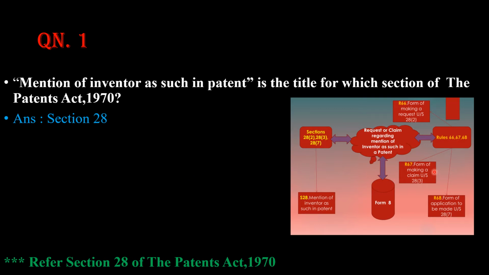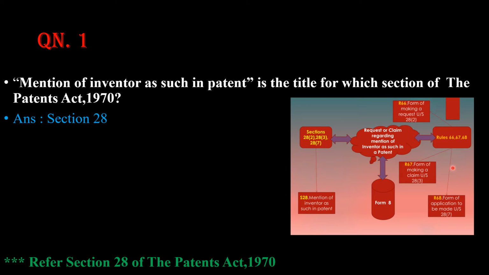Again friends, what we will do now, we will just refresh our memory by taking the old slide from my first lecture. Let us have a look here. Form number 8 is request or claim regarding mention of inventor as such in a patent. And the relevant section is section 28, that is mention of inventor as such in patent. The relevant rules are Rule 66, 67 and 68. What is Rule 66? This is form of making a request under section 28 subsection 2.